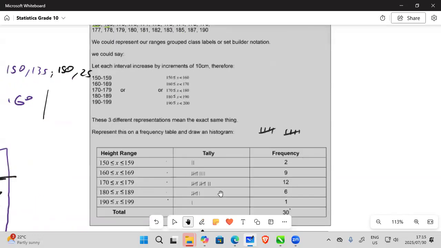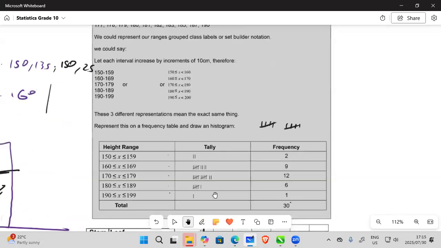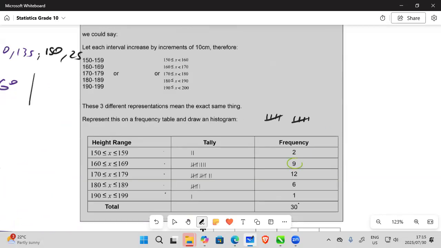But now, 1, 2, 3, 4, 5, 6, 7, 8, 9, 10. Okay, so it's supposed to be 10. But anyways, you can see how we got that here. We get 1, 2, 3, 4, 5, 6, 7, 8, 9, 10. Right? After every fifth stroke goes diagonally.